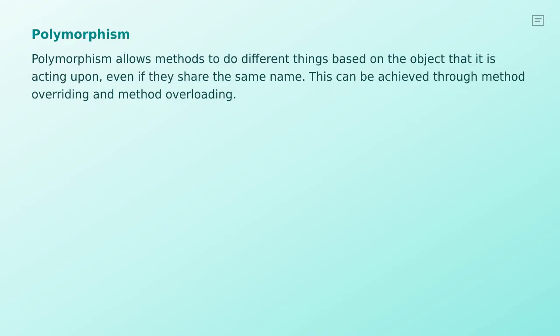Polymorphism allows methods to do different things based on the object that it's acting upon, even if they share the same name. This can be achieved through method overriding and method overloading.